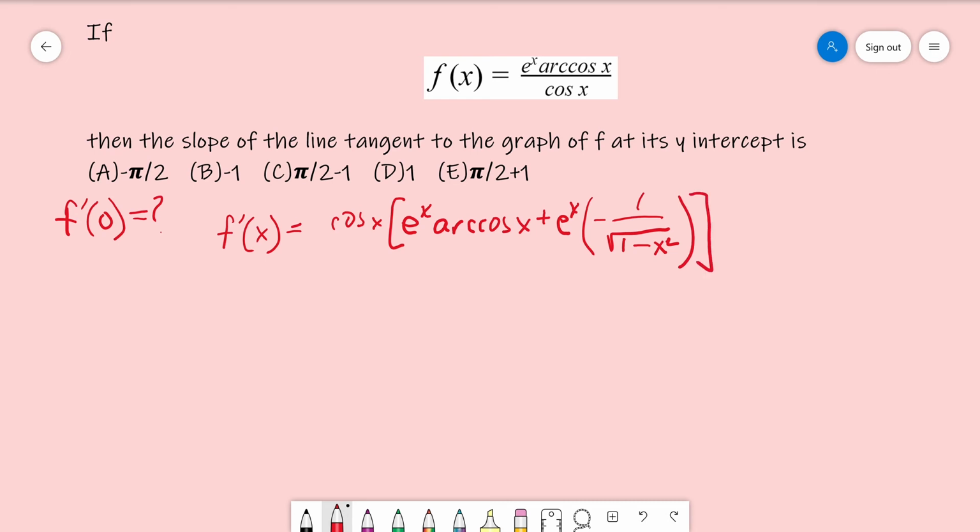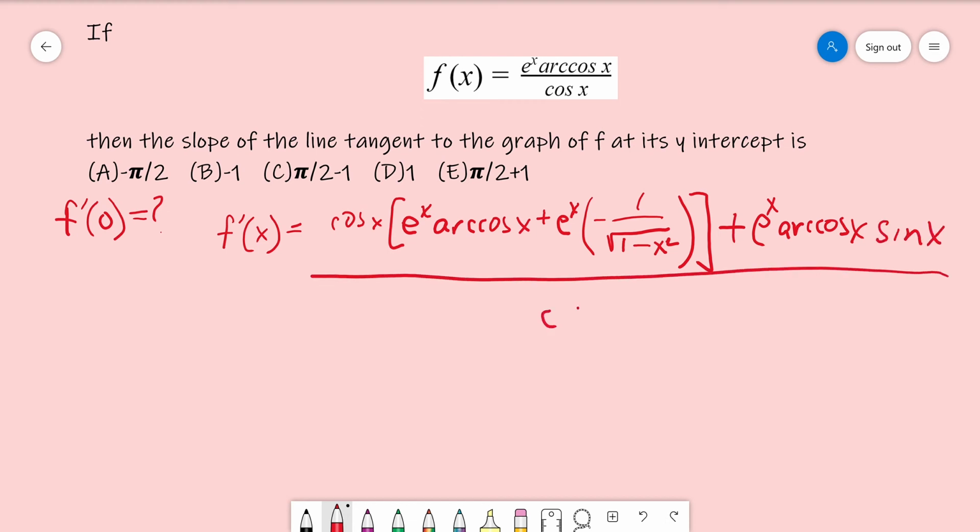Okay, so we got low d high minus high, that's just e to the x arc cosine x, d low, so that's going to be negative sine x, so negative times negative is a positive, and then sine x. Square the denominator, that gives us cosine squared x.